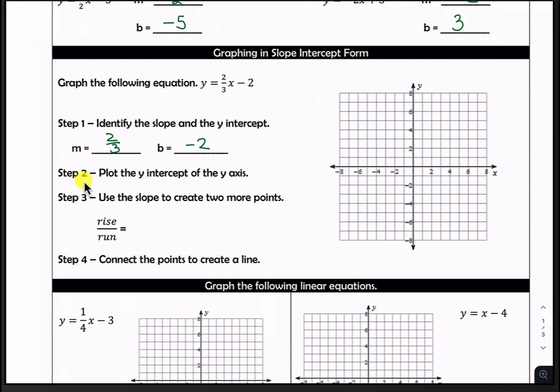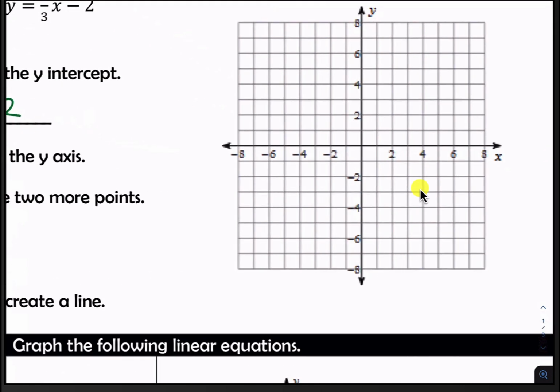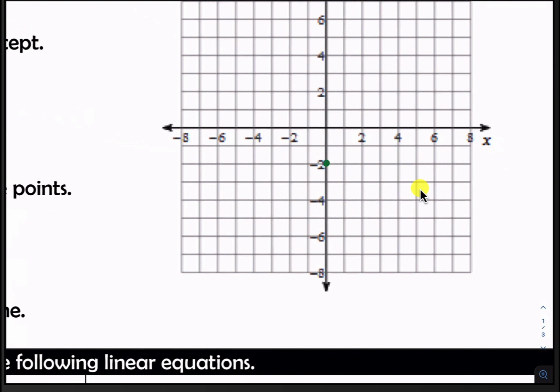All right, now we go to step 2. Plot the y-intercept on the y-axis. All right, so the y-intercept is negative 2. That's the b value. That is on the y-axis at this location. So plot your first point here at negative 2.